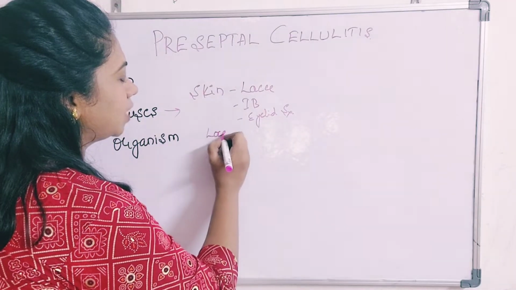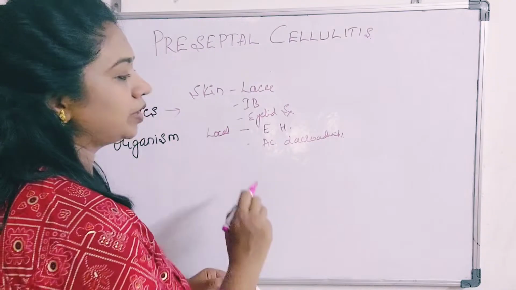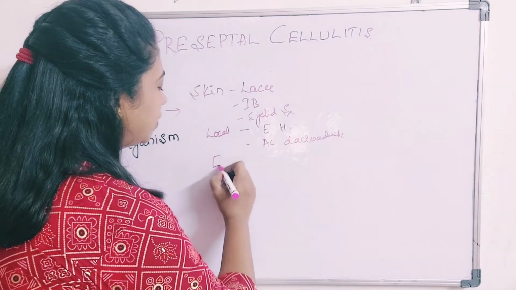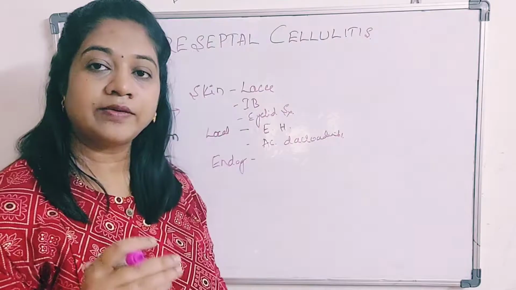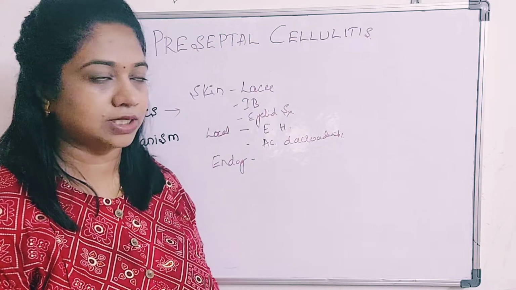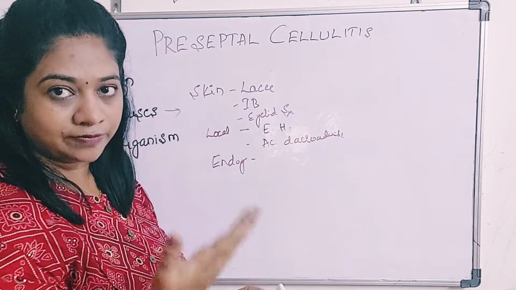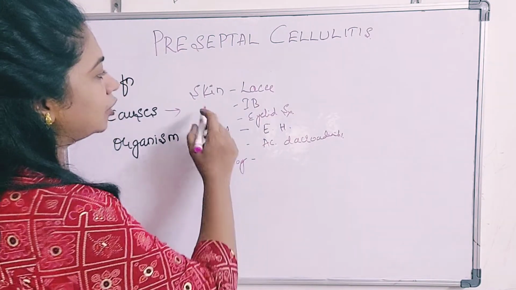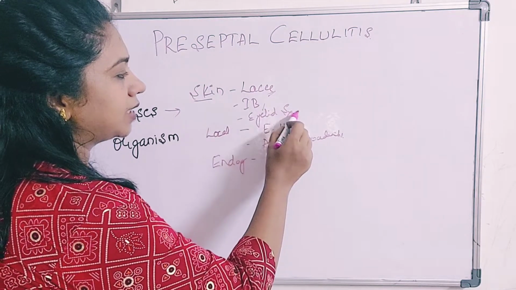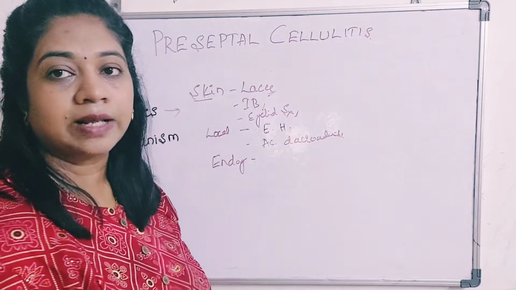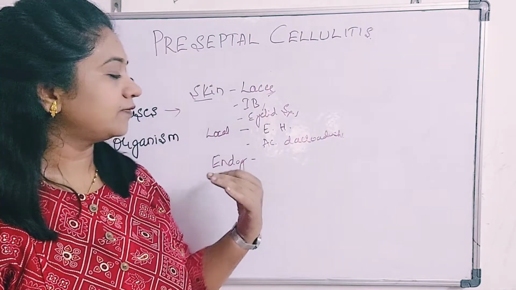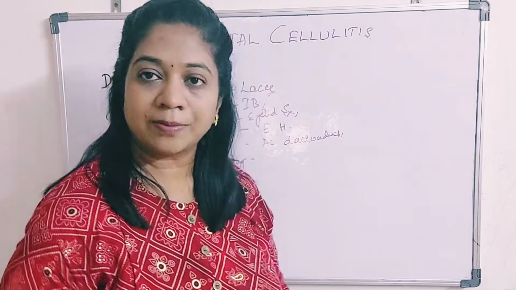Then we have local causes like acute dacryoadenitis. This can also lead to preseptal cellulitis. In the endogenous causes, we have the infection which can spread from the middle ear or even the upper respiratory tract infection. So these are the various modes of infection leading to preseptal cellulitis. To repeat again, the skin, we have laceration of the skin, insect bite, eyelid surgeries, and even there can be external hordeolum or the acute dacryoadenitis. The infection can spread from the middle ear or the upper respiratory tract infection.